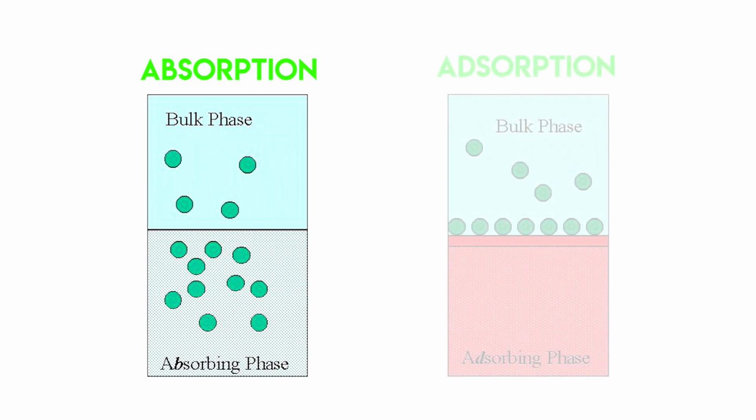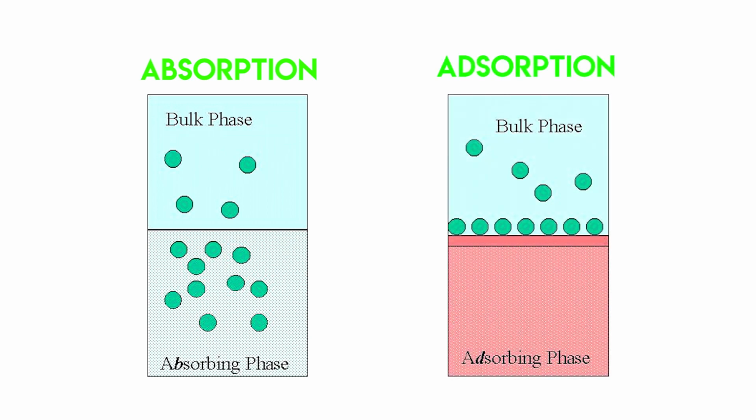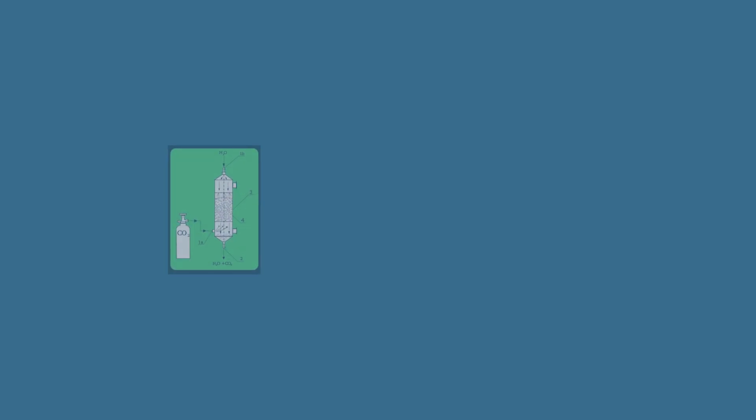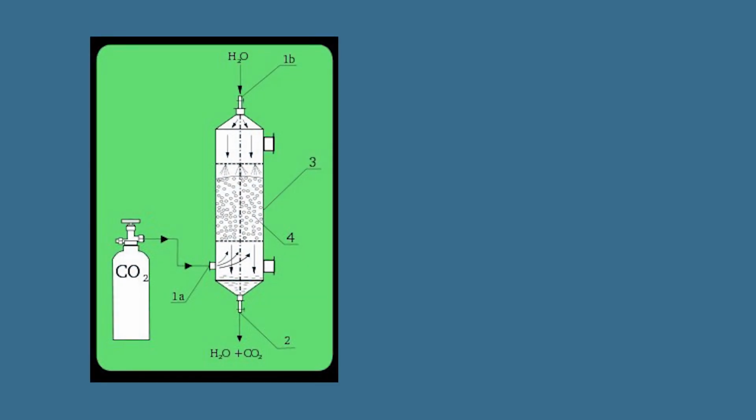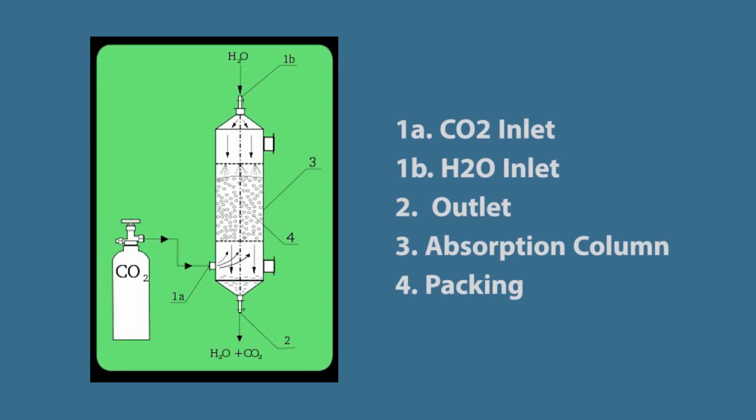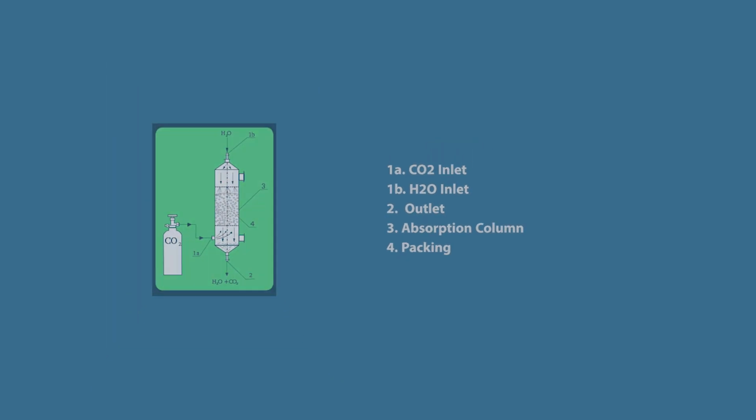phase. The difference between absorption and adsorption is that in absorption, the molecules are taken up by a liquid, absorbent, or solvent, while for adsorption, the molecules are fixed onto solid surfaces. This is one of the examples of absorption process. It's absorption of carbon dioxide in water. As shown in the picture, 1A is carbon dioxide inlet, 1B is water inlet, 2 is outlet, 3 is absorption column, and 4 is packing.